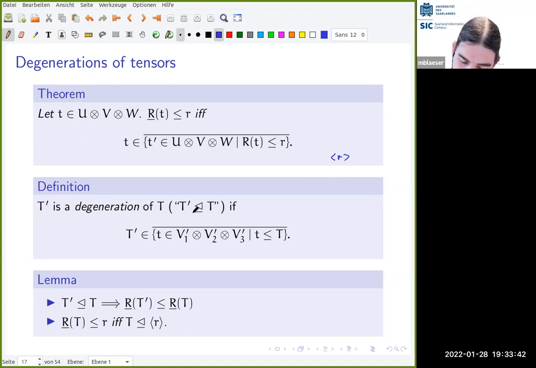And more finally, we can also define a degeneration. We say that T prime is the degeneration of T if T lies in the closure of all tensors which I can restrict from T. And then if T prime is the degeneration of T, then the border rank of T prime is bounded by the border rank of T. And if the border rank of T is bounded by R, this is if and only if T is a degeneration of the unit tensor of size R.